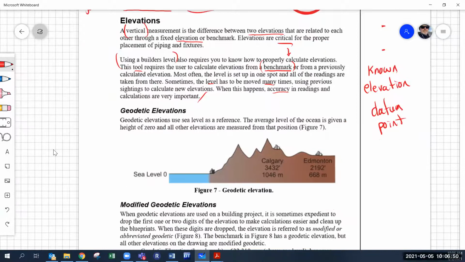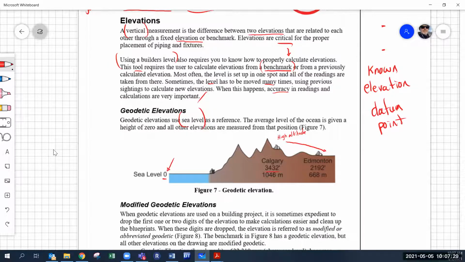Now, geodetic elevations. Geodetic is sea level as a reference. So geodetic is starting at sea level. As you can see, 0. Oh, look at Calgary. Calgary says we are 3,400 feet above sea level. Calgary is considered high altitude, if you did not know that. I think I said that once. And look, as you go north, you start to go downhill.